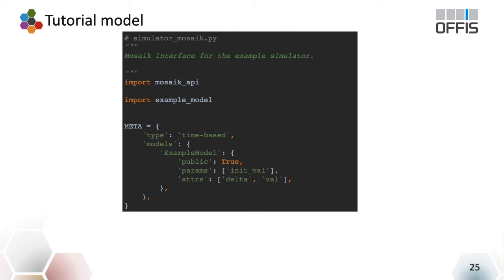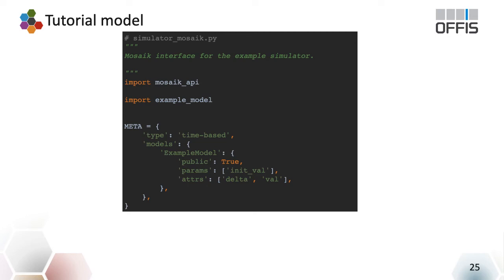We have to define here the model, which would have the name example model. We define the parameters, which is this init value, what is used for the parameterization in the beginning. And then we have these attributes, which are the delta and the value. And here we don't have to specify if it's an input or an output, just all attributes are listed here.